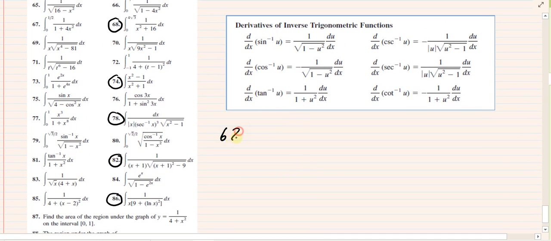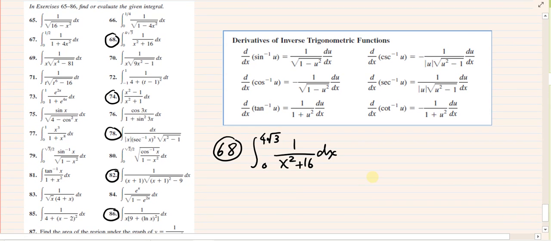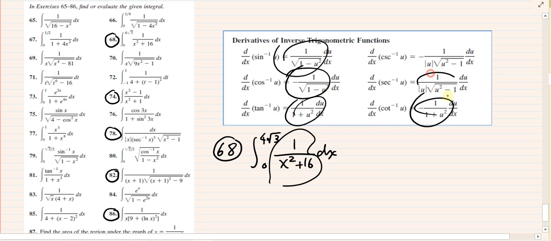So in exercise number 68, we have the integral from 0 to 4 root 3 of 1 over x squared plus 16 dx. Now, when we look at these integrands for this segment, for all of the ones in this segment, we need to match the given integrand to any one of the ones that you see above here. So, looking at number 68, let me clean up this mess.